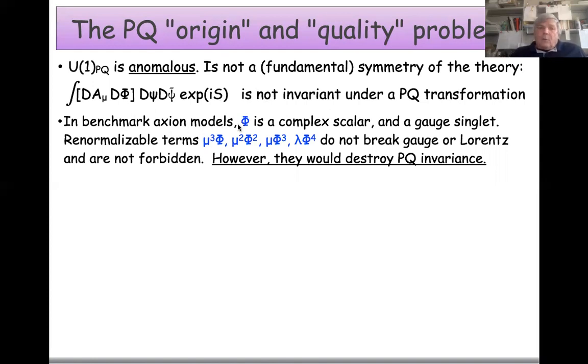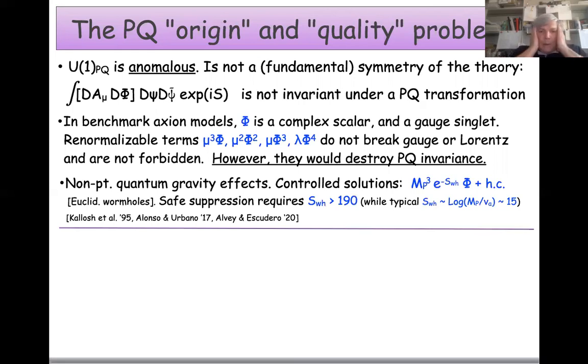Moreover, in benchmark axion models, where phi is a simple complex scalar and gauge singlet, I can write renormalizable terms like mu cubed phi, mu squared phi squared, mu phi cubed, lambda phi to the fourth, therefore. These terms are allowed. They do not break any local gauge symmetry. They do not break Lorentz because phi is a scalar, so they are not forbidden. However, any of these terms would completely destroy Peccei-Quinn invariance and would completely spoil the solution to the strong CP problem.